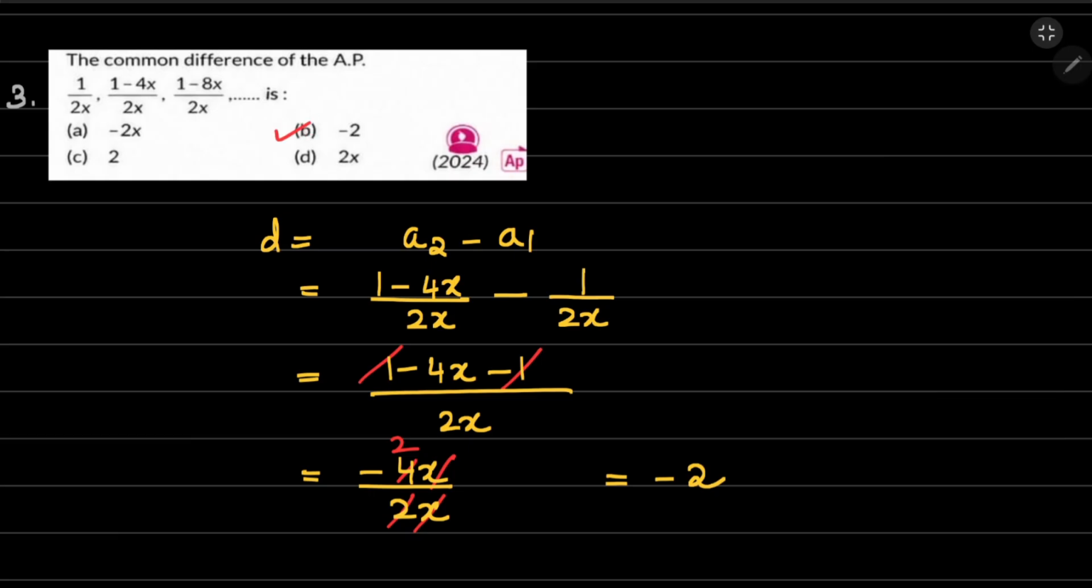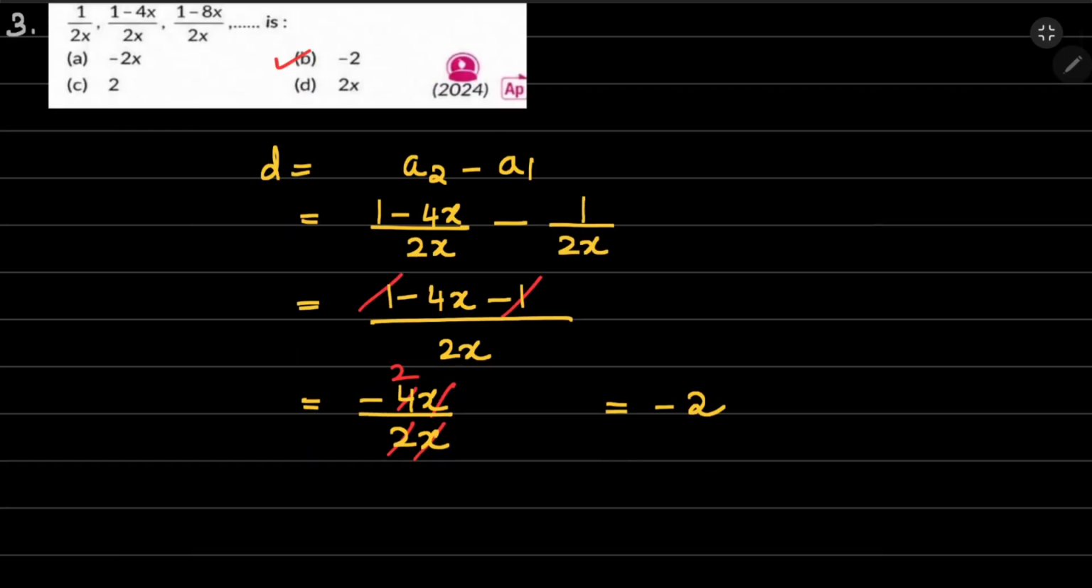The common difference is equal to minus 2 for this specific arithmetic progression. I hope you are able to understand. So these questions were asked in the previous year's question paper. Let's move on to the fourth question.